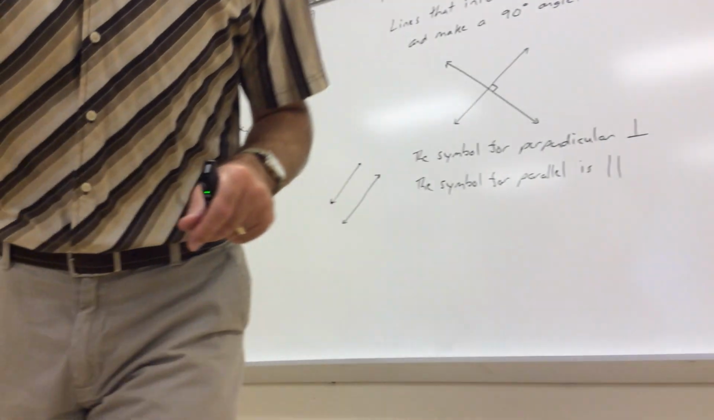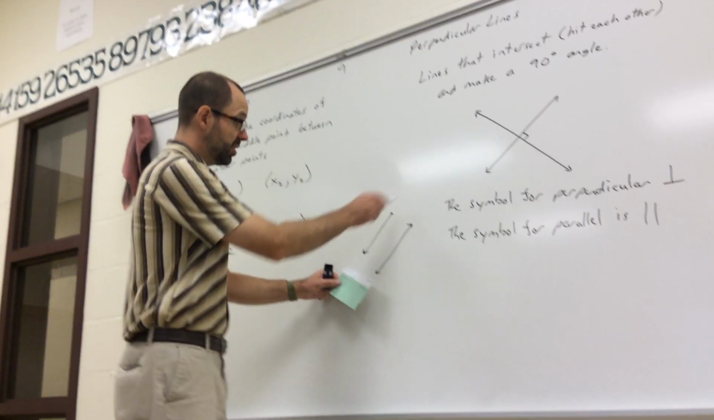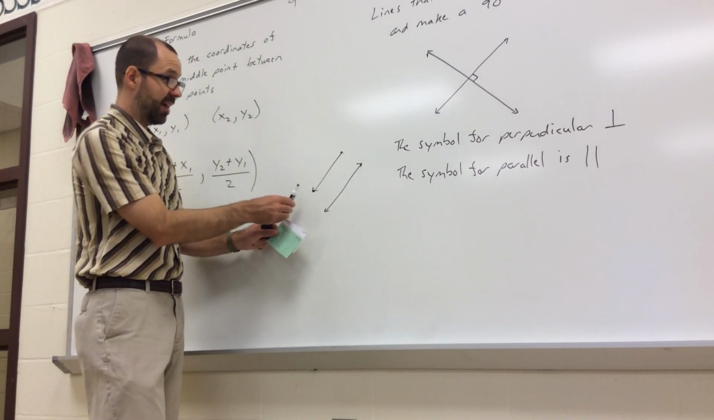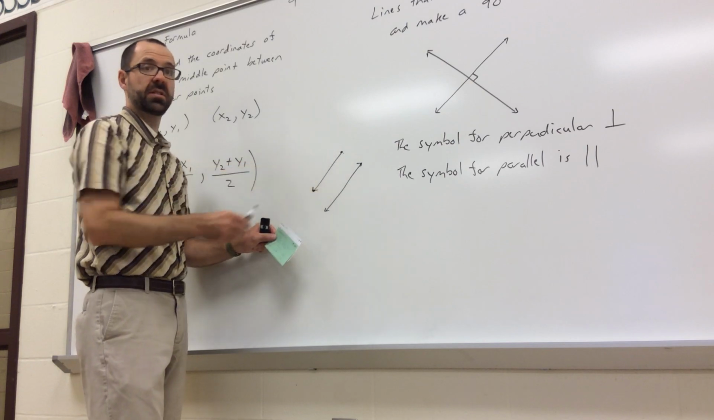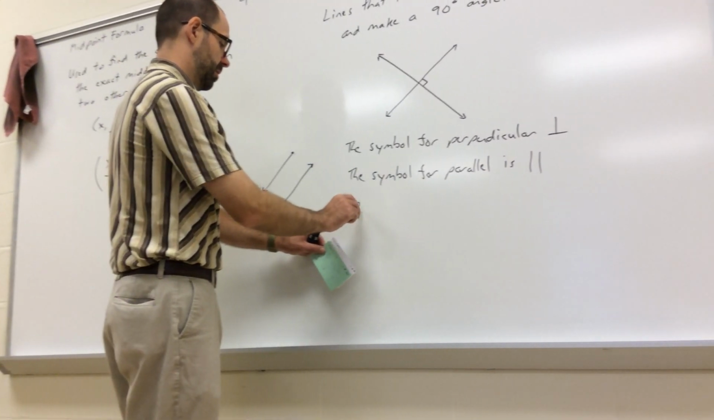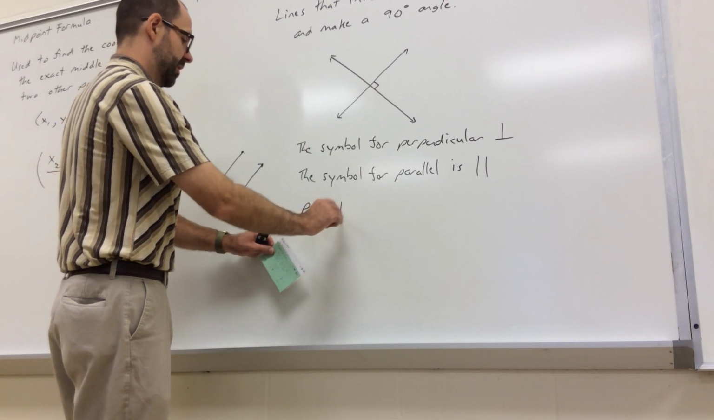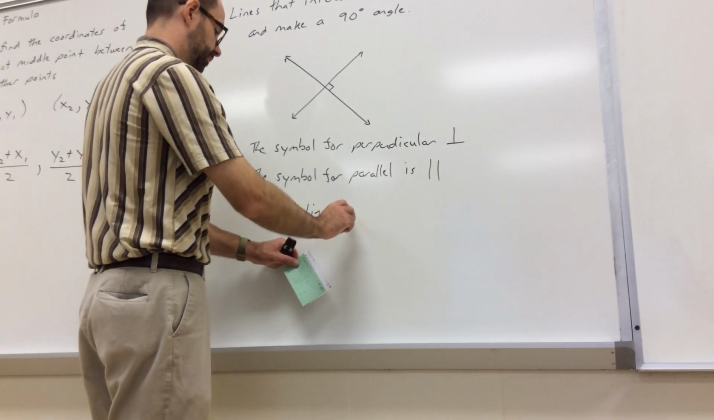Okay, now we're going to talk about slope, which you haven't talked about since last year. These two lines are parallel, and they have the same exact slant, the same steepness. So that means they're going to have the same slope. So parallel lines have the same slope.